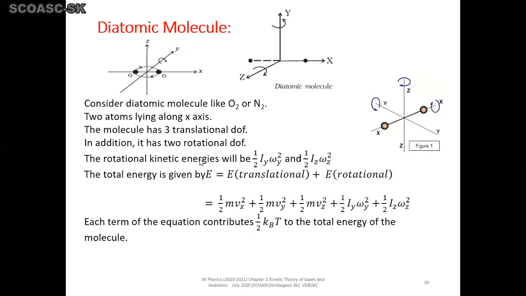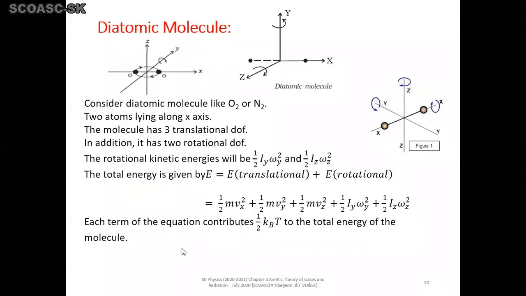So this molecule, in all, has 5 degrees of freedom, whether I'm talking about an oxygen molecule or a nitrogen molecule. I call this a rigid molecule. Just remember the word rigid molecule. Each term is going to contribute half kBT, so the total energy is going to be 5 by 2 kBT.